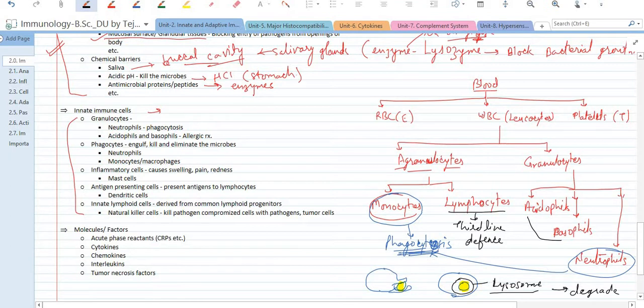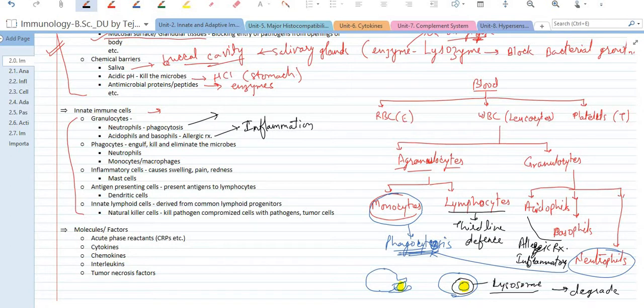Acidophils and basophils both work for allergic reactions, or we can say inflammatory reactions. So every WBC has a specific feature and work. Among the granulocytes, the neutrophil works in phagocytosis, while acidophil and basophil work in allergic reactions, or inflammation. Granulocytes give signals to our immune system so that we can understand what type of pathogen is there and how to fight against those pathogens.